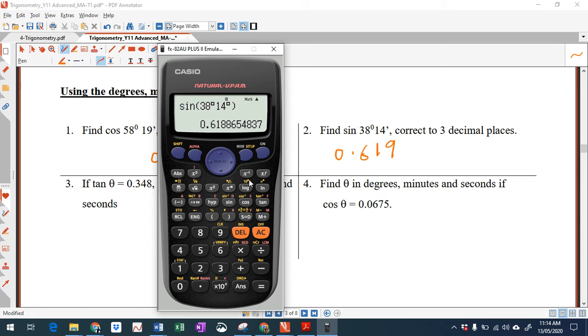So actually I'll do number 4 first, so I don't have to move my calculator. So we've got to find theta in degrees, minutes and seconds here. So what I'm going to do is press shift, inverse cosine, which is here. Then 0.0675, close bracket. And I've got to convert it to degrees, minutes, and seconds. So I press the degrees, minutes, seconds button there. That switches between decimal and degrees mode. So that's 86 degrees, 7 minutes, and 47 seconds.